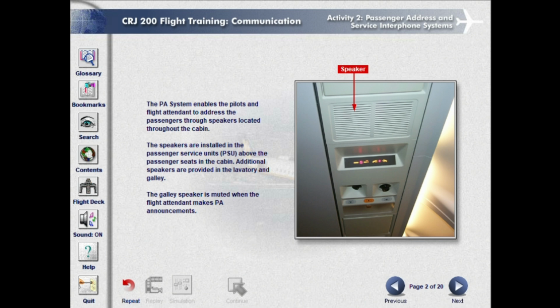The speakers are installed in the passenger service units, or PSU, above the passenger seats in the cabin. Additional speakers are provided in the lavatory and galley. The galley speaker is muted when the flight attendant makes PA announcements.